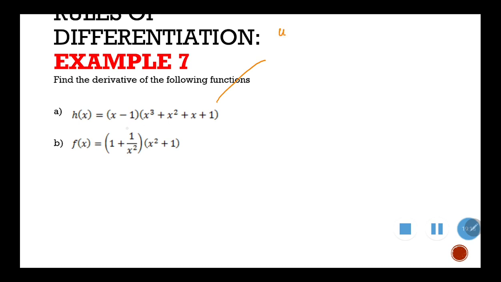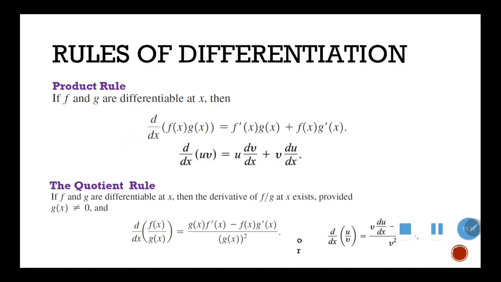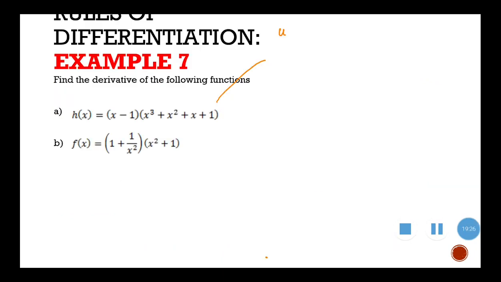Looking at this, the best answer is we should use the product rule. So u here is x minus 1, u prime is 1. And then v is x cube plus x square plus x plus 1. And v prime should be 3x square plus 2x plus 1.